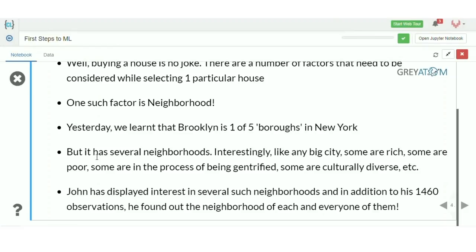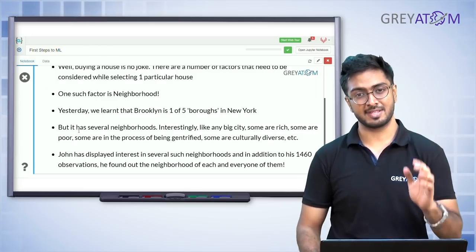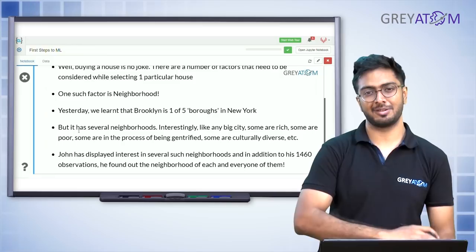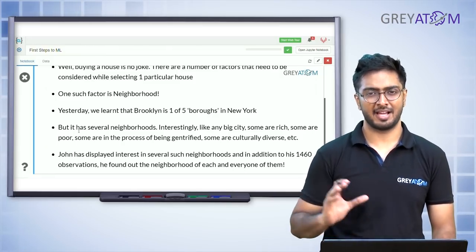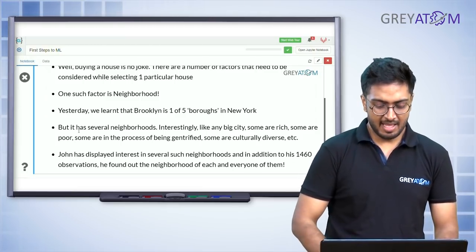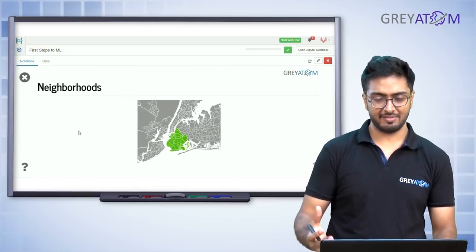And John has displayed interest in several such neighborhoods, in addition to his 1460 observations. You remember these 1460 observations from the previous session. John was looking through New York prices and he found this population of 1460 houses, and we found the mean of those and the median of those. You remember that, right? So we looked at these 1460 houses and their corresponding prices, and he found out the neighborhood of each and every one of them. Fair enough, this is what we have done.